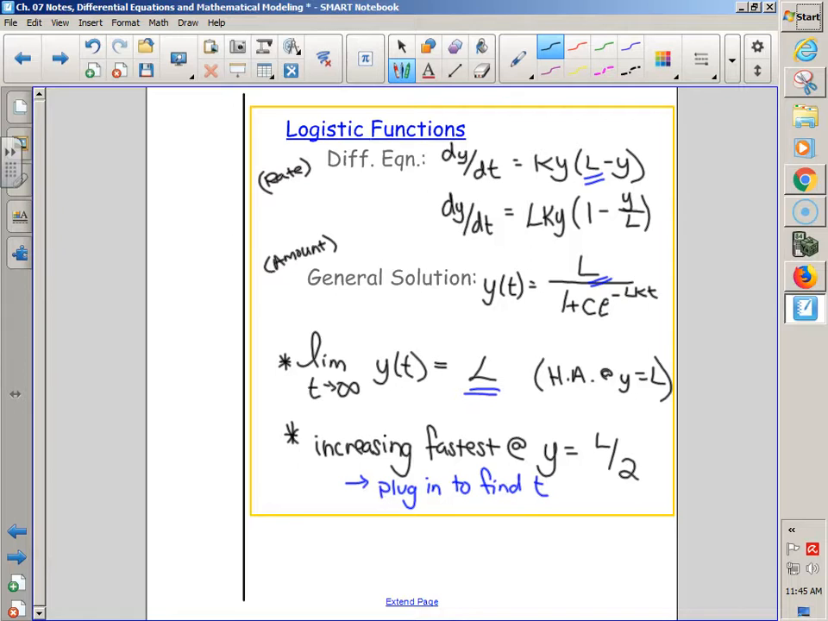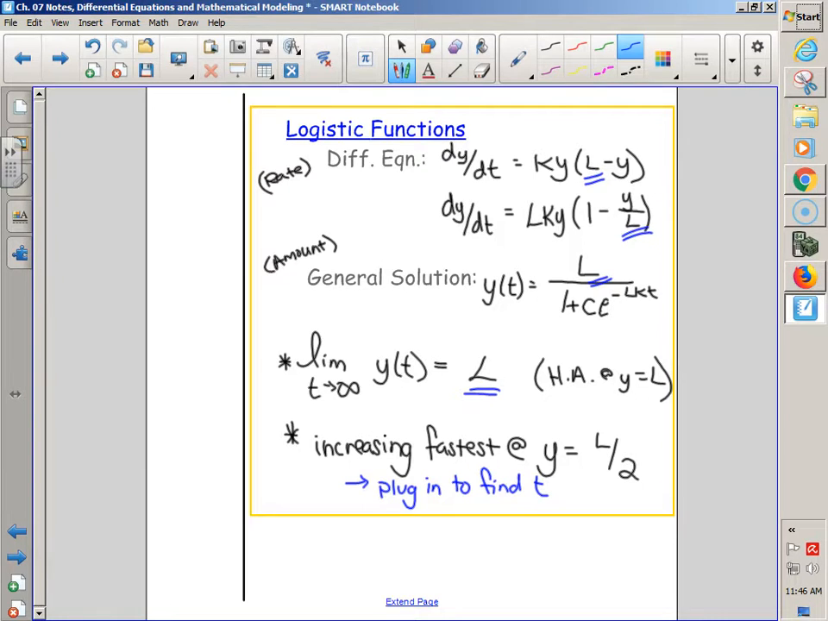I factored out an L. And when you factor out an L, you divide. So that one, divide it clean away. That one, it was. So depending on how they give you the differential equation, L could appear in different places. Does that make sense?